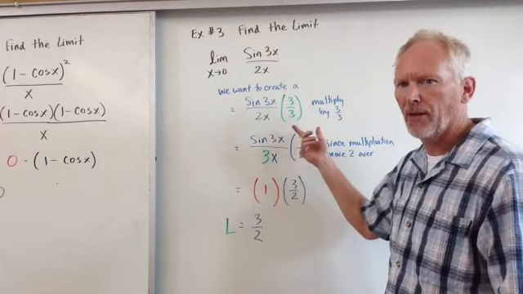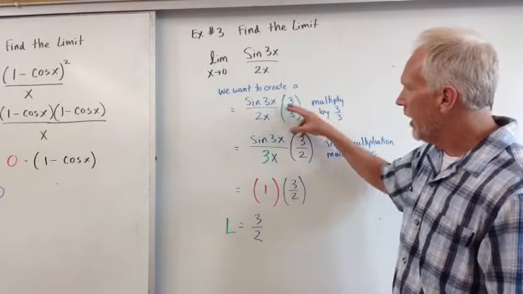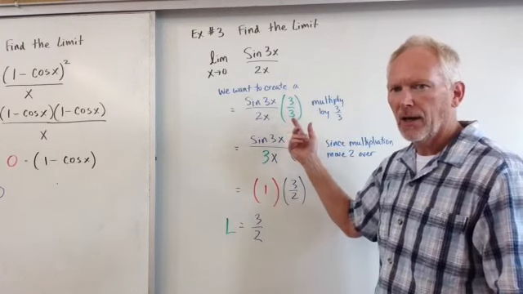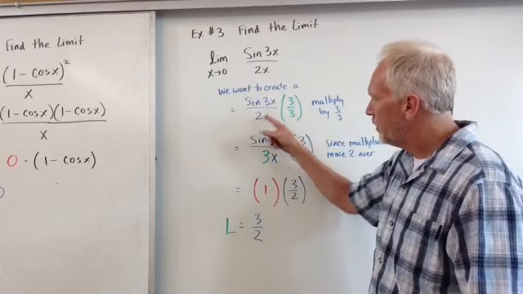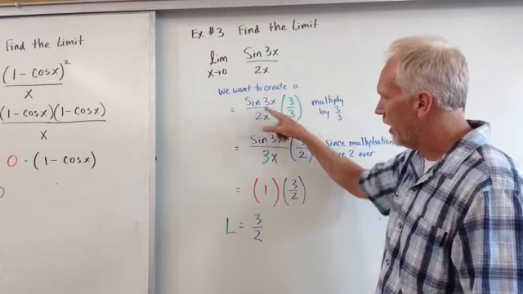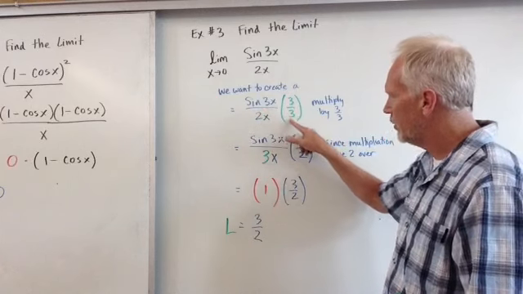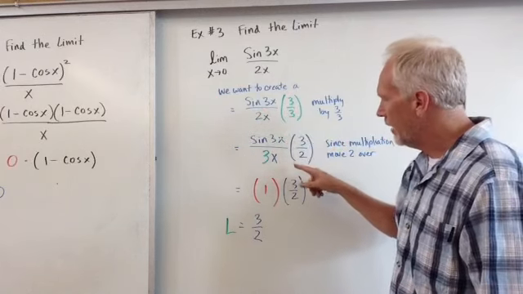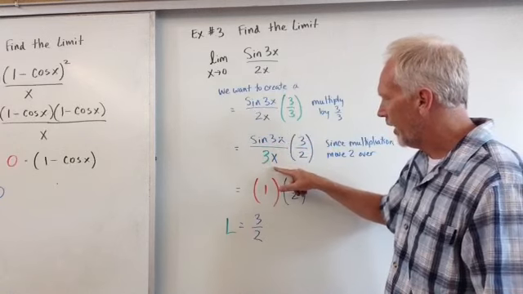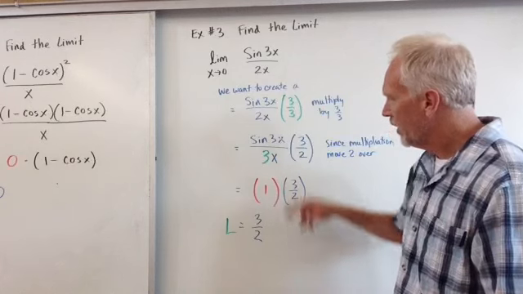So what we do is we multiply the top and bottom by 3 over 3. And then because of multiplication, we can move these pieces around. 2x over 3. So what we do is we slide this 3 in here for where this is and move the 2 out there. And we get sine of 3x over 3x times 3 over 2.